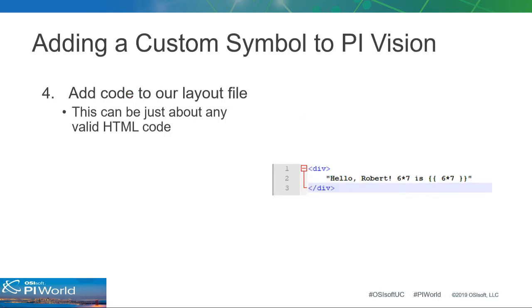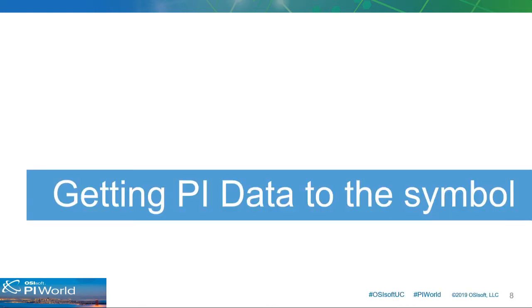And then the 4th step that we did was add a little bit of code to our layout file. As long as it's valid HTML, or just about any valid HTML, we can get that to run. All right. So do we have any questions so far before we start getting Pi data into our symbol?